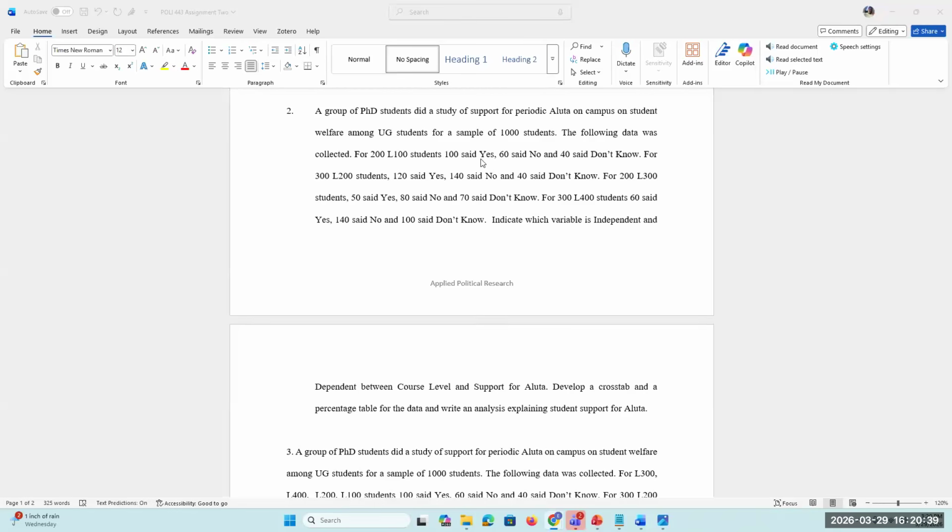Under the independent variable, level, we have level 100, 200, 300, and 400, right? Yes. And then under support for ALUTA, what do we have? We have yes, no, and don't know. Good, that's nice.